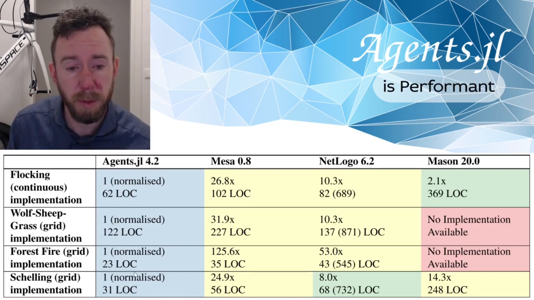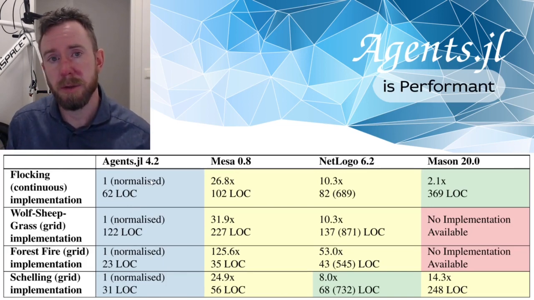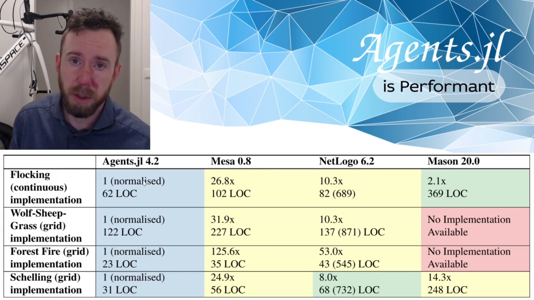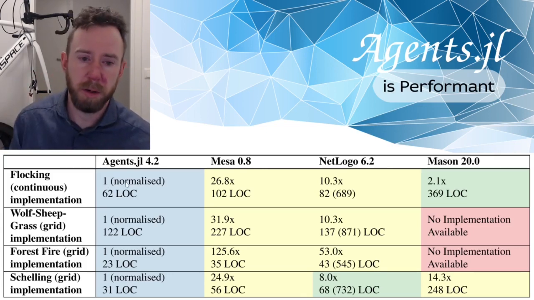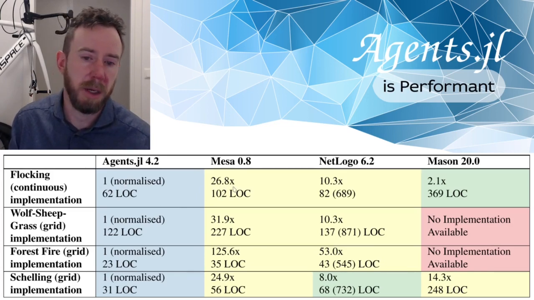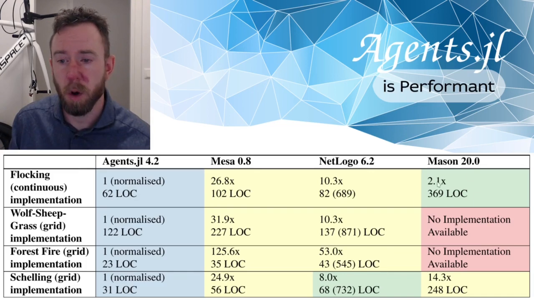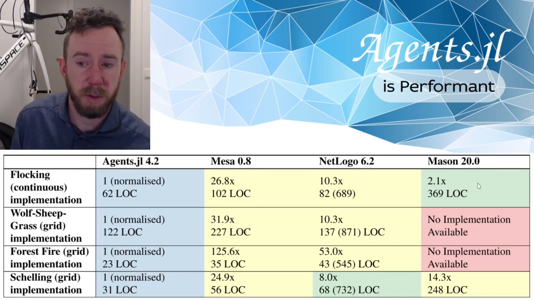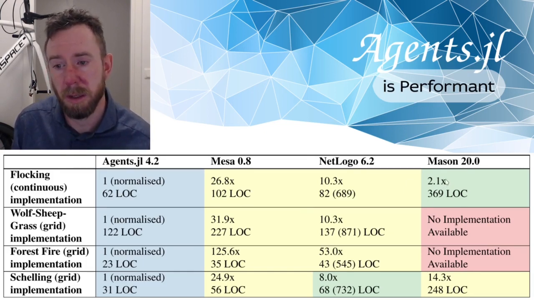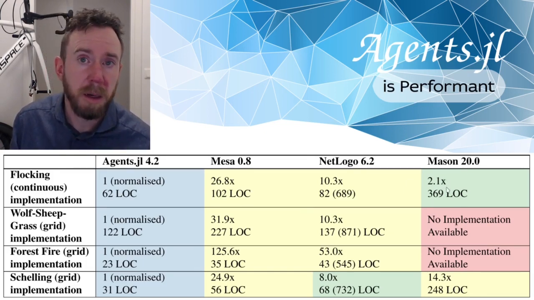What about performance? So performance here is normalized against Agents. So however long it takes on any machine at all, it will take 1 unit of Agents time. And so you can see here that for flocking, for example, Mesa takes almost 27 times longer. And the only really decent response that we got out of this performance metric was Mesa in this instance, which we can still beat, but not by much.